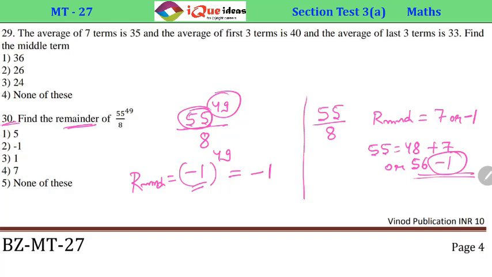But our answer cannot be negative. Whenever our remainder is negative, what we do is add the divisor. Here the divisor is 8, so add 8 to it. So minus 1 plus 8 is equal to plus 7. So the answer to the question is plus 7. That is the fourth option.